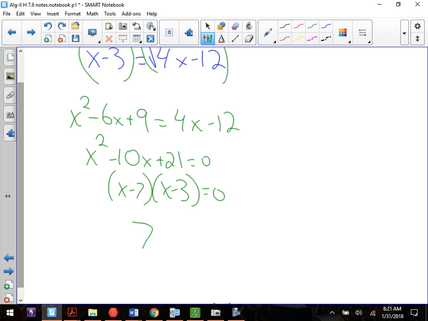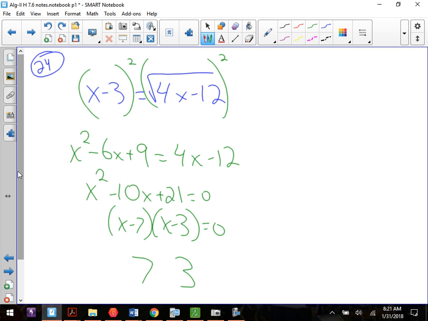Possible zeros at 7 and 3, which means, what do you always have to do with these? Check them. You gotta double check these, make sure they work, guys. Sometimes you get an extraneous solution. What is 7 minus 3? 4. What is 4 times 7? 28 minus 12 is? Square root is? That works. What's 3 minus 3? What's 4 times 3? 12 minus 12. Square root of 0. Does 0 equal 0? Is it okay to have 0 equaling 0? Absolutely.